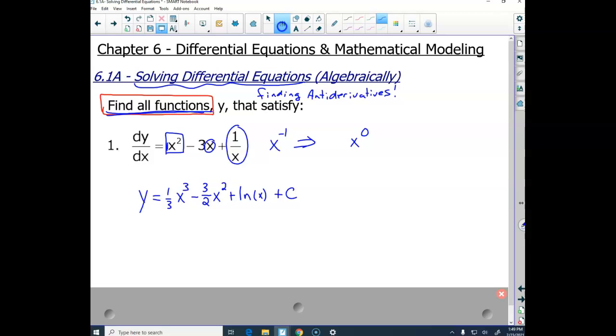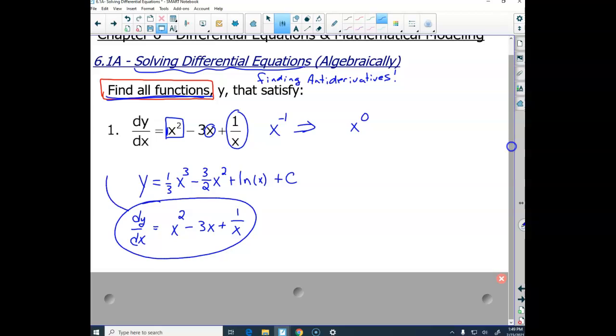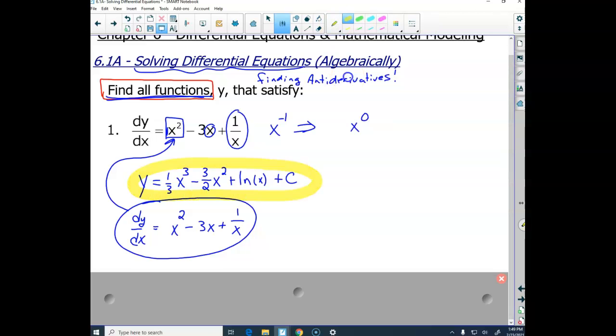And then, if you're actually doing these to the best of your ability, ladies and gentlemen, you are checking them, and you're going to say, oh, derivative of y is dy dx. And that's going to give me the derivative of 1/3 x cubed. That's going to give me an x squared minus the derivative of 3 halves x squared. That's going to give me 3x. Plus the derivative of the natural log, and the derivative of my constant goes away. And when you take the derivative of your antiderivative, that is how you check to ensure you're correct. And then you circle your answer to say, hey, there are all my solutions, all right?